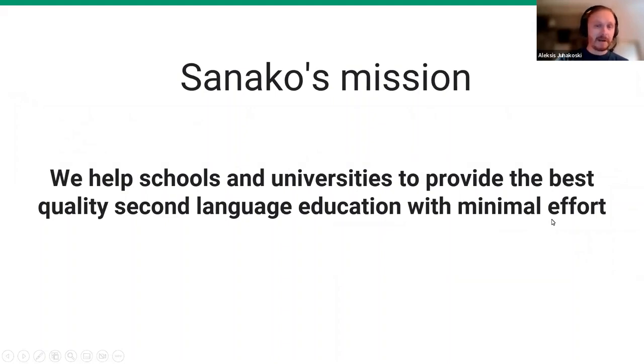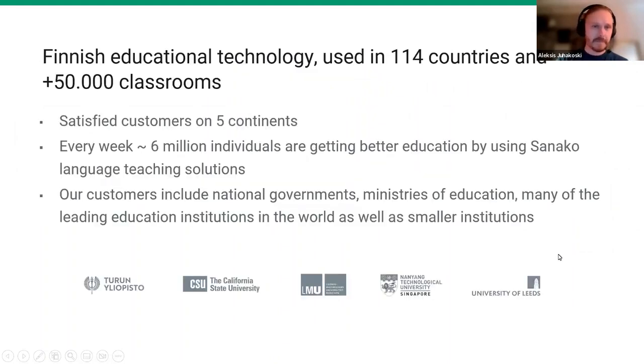Briefly about Sanako, our mission is to help schools and universities to provide the best quality second language education with minimal effort. We are a Finnish educational technology company, and our solutions are used in over 114 countries and over 50,000 classrooms worldwide. We have satisfied customers on 5 continents, and every week, roughly 6 million individuals are getting better education by using the Sanako language teaching solutions. Our customers include national governments, ministries of education, and many of the leading education institutions in the world, as well as smaller institutions.